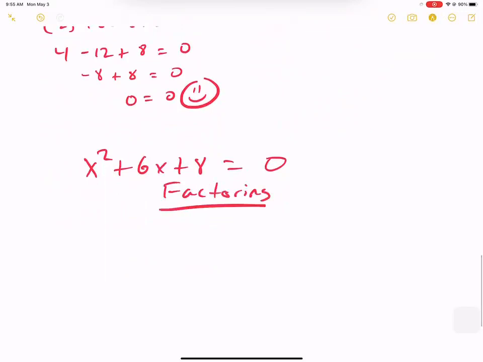And that is the gimmick. If you see x squared, the first method you want to try is factoring. Try this first because it's our easiest method. And if it doesn't work, I want to teach you guys a backup method later. But we're going to try factoring first.